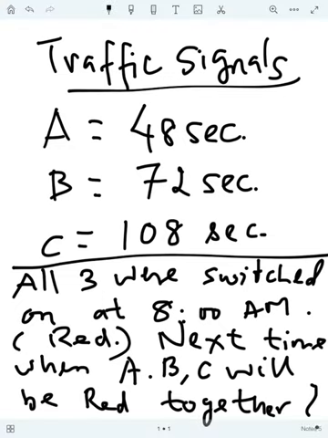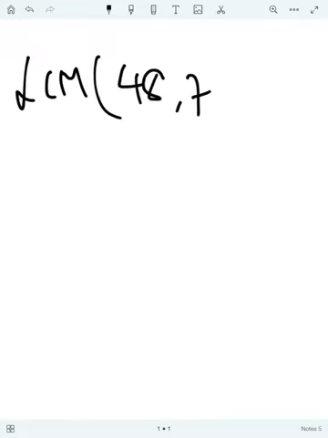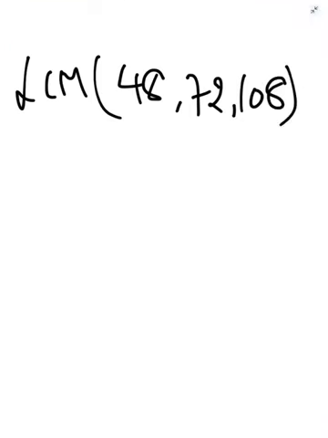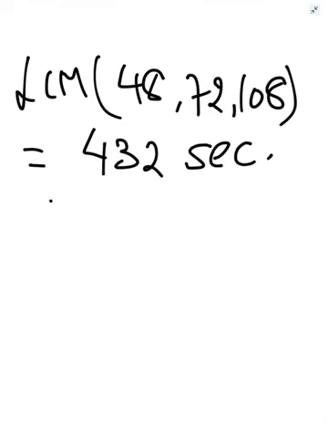So now again this is a practical application of LCM. First we have to find the LCM of their time periods, 48 seconds, 72 seconds and 108 seconds. If we calculate the LCM correctly, it will come out to be 432 seconds. LCM is 432 seconds of 48, 72 and 108.